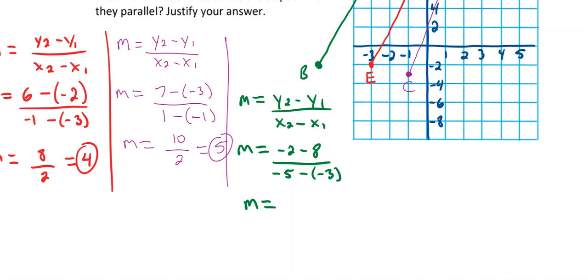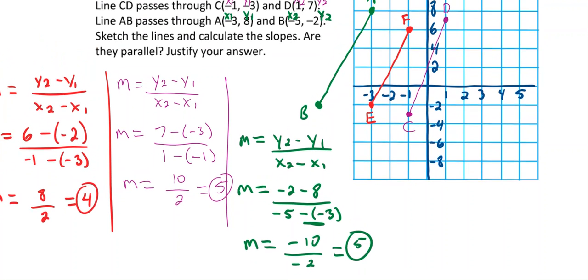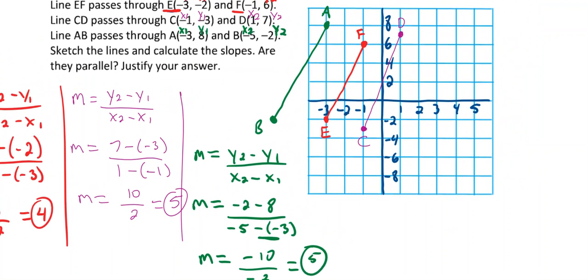So the slope is, negative 2 minus 8 is negative 10. And then negative 5 plus 3, right? Because this really ends up being like plus, so this will be negative 2. So negative divided by negative, those are going to be positive 5. Right? So looks like which two lines are parallel? Right, so this one and this one are parallel, the purple and the green ones in the end. So this and this are parallel lines.